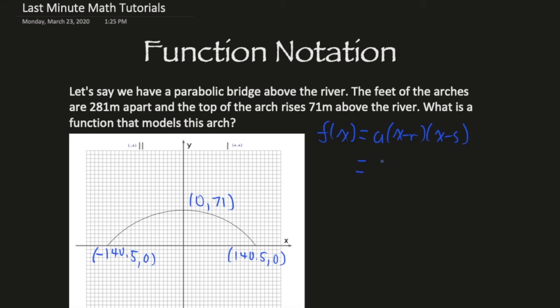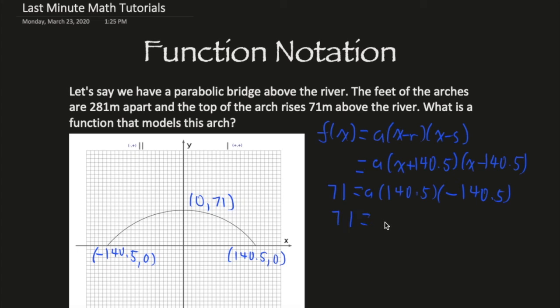So let's substitute our x-intercepts into this equation. That would give us f of x is equal to a times x plus 140.5 times x minus 140.5. So now what are we going to do? We're going to substitute our last point here, 0 and 71. So that would give us f of x, which is 71, is equal to a times 0 plus 140.5, that's 140.5, times 0 minus 140.5, which is negative 140.5.